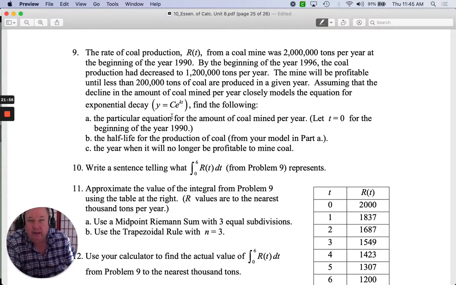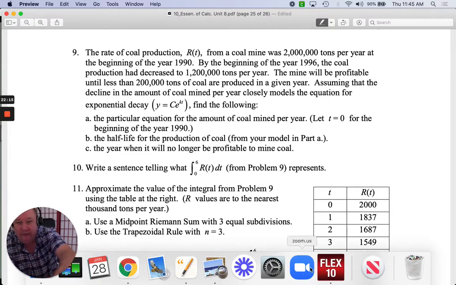At the beginning of, and that's in 1990. In 1996, that rate went down. So how many years is it from 90 to 96? So obviously that's 6 years. And now what's the production? And it's 1.2 million. So I first need to find the decay rate of that production.